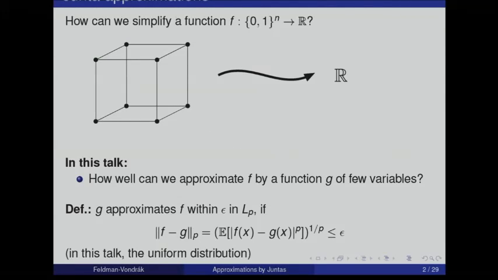So, okay, we're talking about approximations by juntas. We're talking about real valued functions on the Boolean cube, which is maybe a slight difference, not necessarily Boolean functions, but real valued. And the question is, how well can we approximate a function f by a function that depends only on a small number of variables?